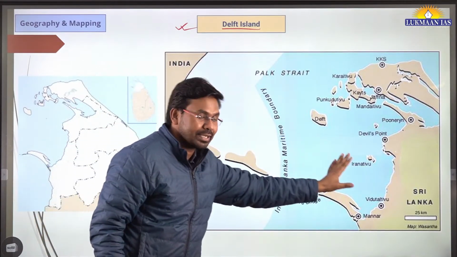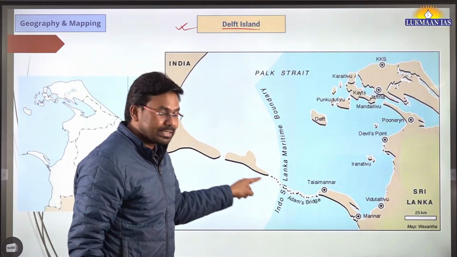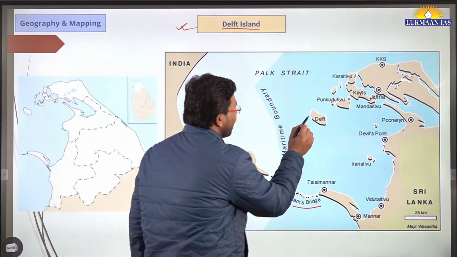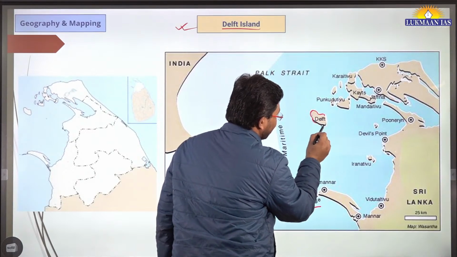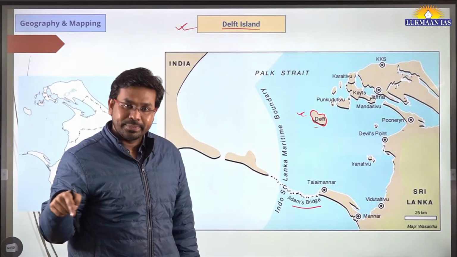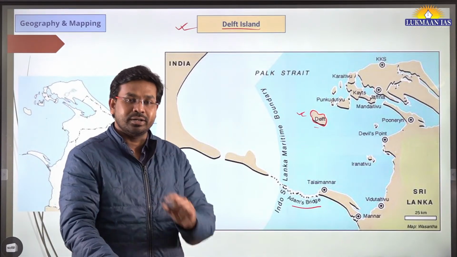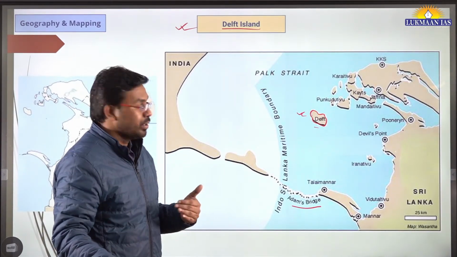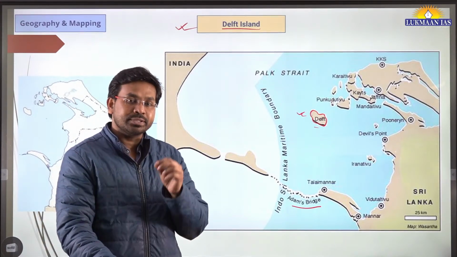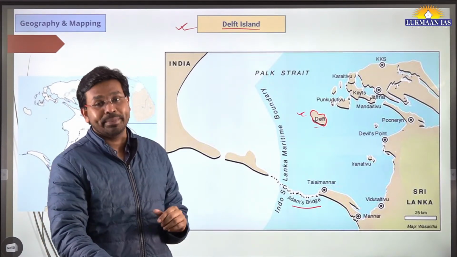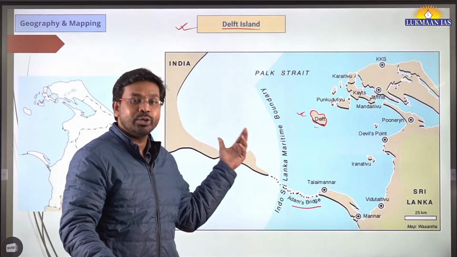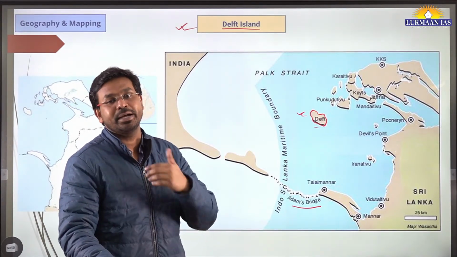From India, Sri Lanka is connected, and we can see over here Adams Bridge is mentioned. So where is Delft Island? This is the Delft Island. This is the location of this island, and it has been mentioned in one of the editorial topics in today's newspaper. That's why we have thought of covering this particular island. Many a times places in news related topics do come in the UPSC Prelims exam. So this will make you ready for the mapping section of the prelims exam.